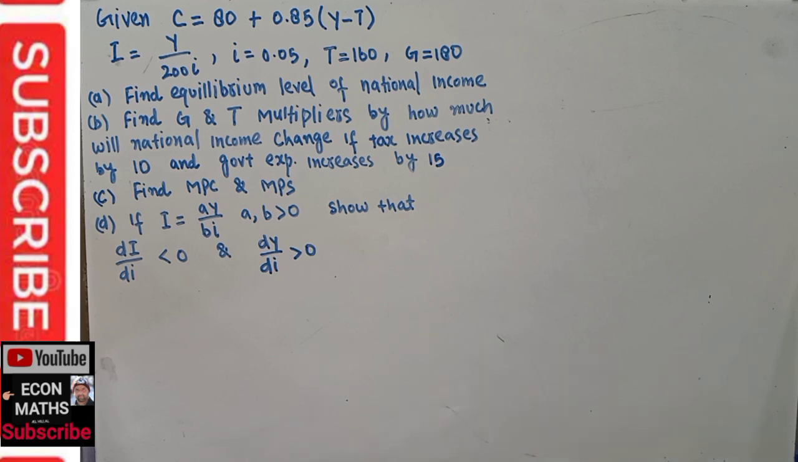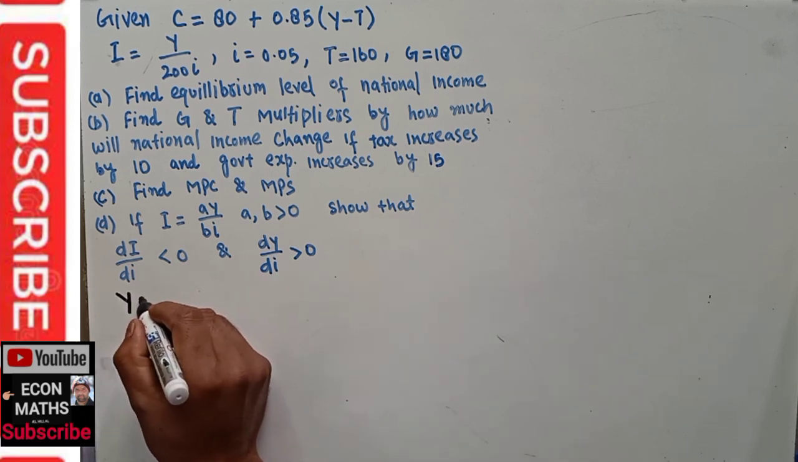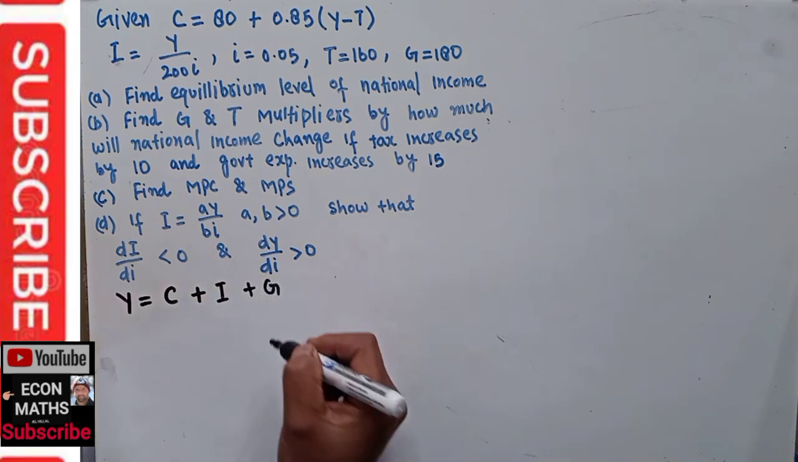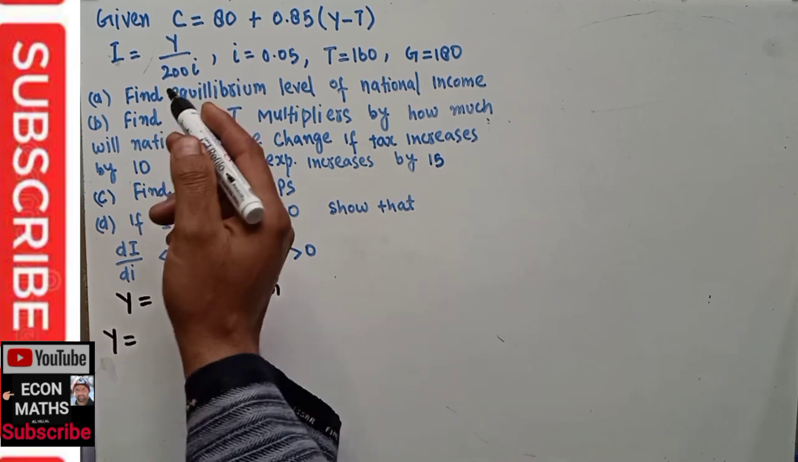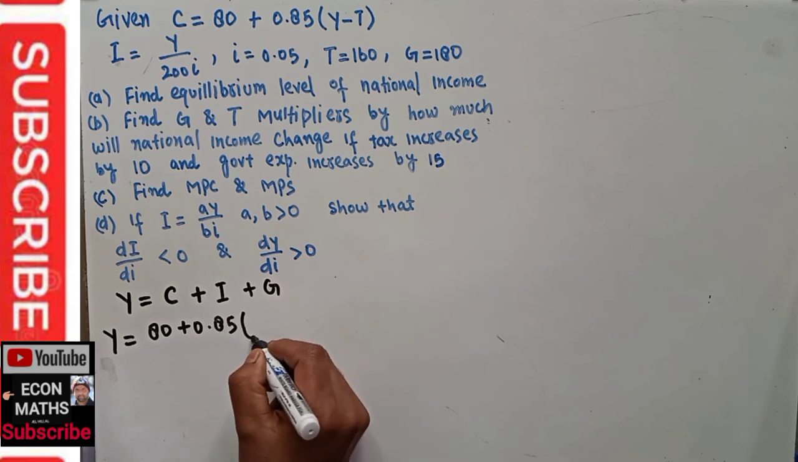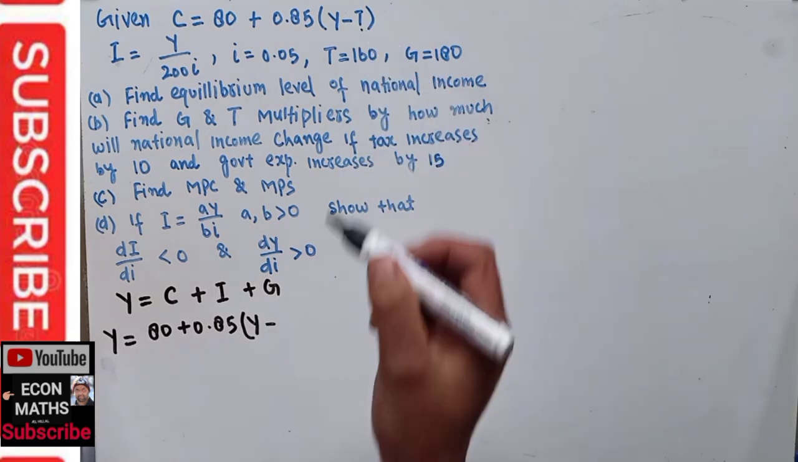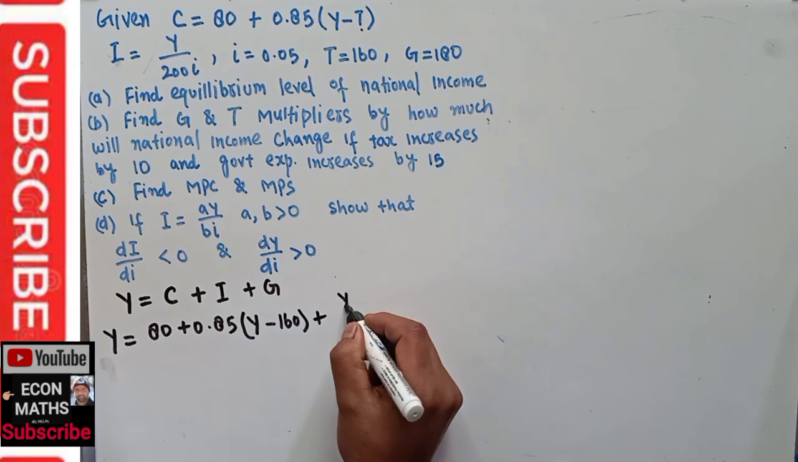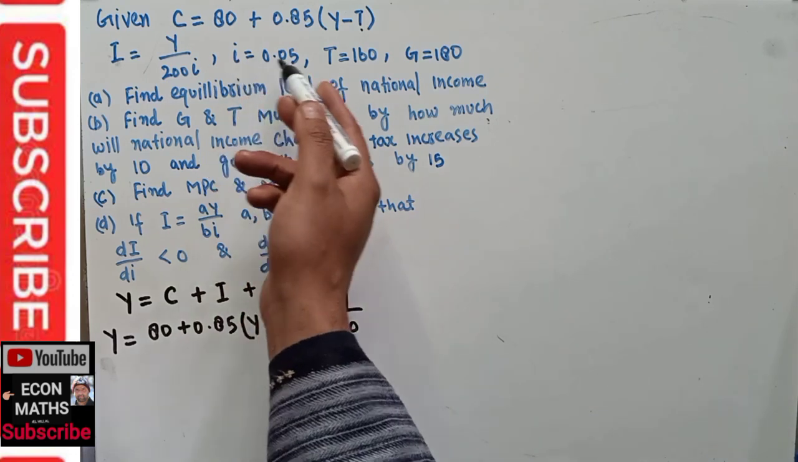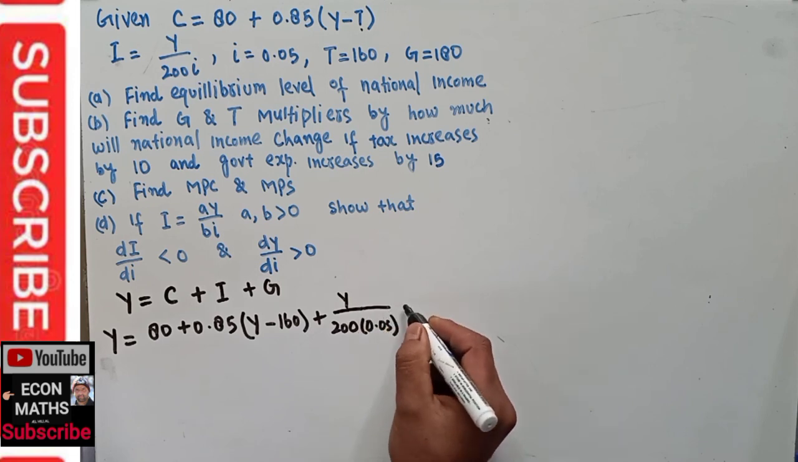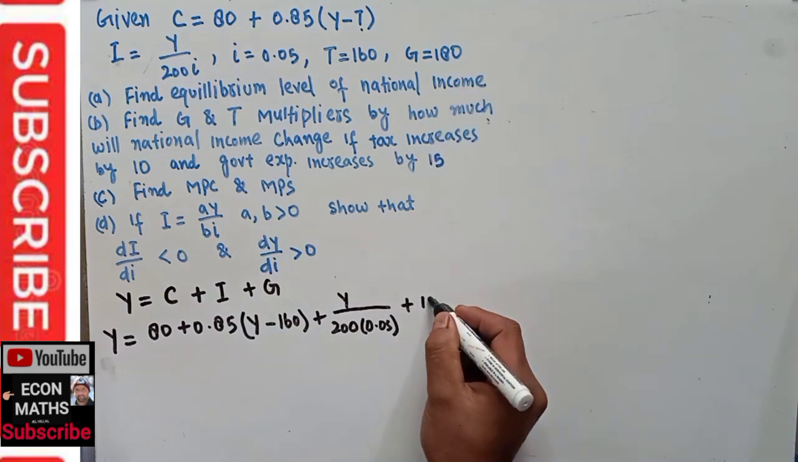So first thing is we need to construct the national income identity, and we know that our total income will be equal to consumption expenditure plus investment expenditure plus government expenditure. So our Y will be equal to, the consumption function is given as 80 plus 0.85 times (Y minus the value of T, which is given as 160), plus the investment function, Y divided by 200, and i is given as 0.05, so it is being multiplied to this 200. Then we have the government expenditure, which is also autonomous here, which is 180.